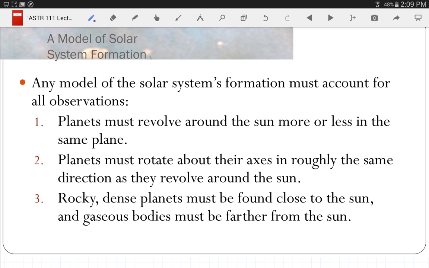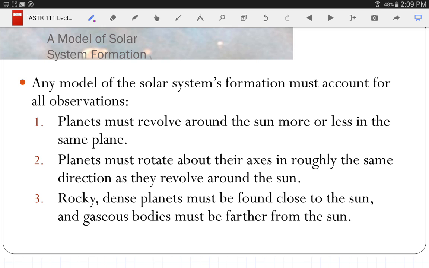Now, if we're going to come up with a model for how the solar system formed, we have some rules to help guide us. One is, because the planets all orbit in pretty much the same plane going in a circle, our model has to explain why the planets revolve around the sun all in pretty much the same plane. Number two here, except for the two exceptions I pointed out, Venus and Uranus, the planets all rotate the same direction as they're orbiting. So it needs to have something to explain that.